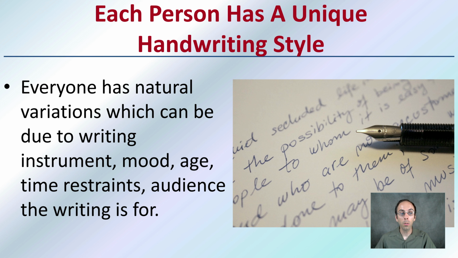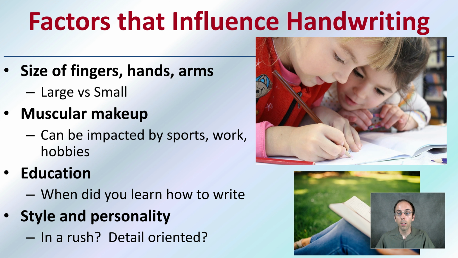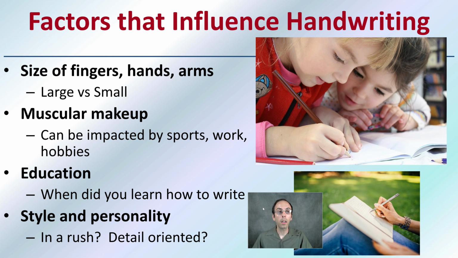Everyone has natural variations, which can be due to writing instrument, mood, the age, the time restraints, the audience it's written for. You might be sloppy, might be messier. This can all play into exactly the style of the particular handwriting you're looking at. So factors that in general will influence handwriting would be the size of your fingers, your hands, your arms, whether they're small or large, the muscular makeup that can be impacted by your sports or work or hobbies, education, where did you learn to write, did you learn certain nuances or details, style and personality, are you in a rush, are you detail oriented? These are all factors that influence someone's handwriting.